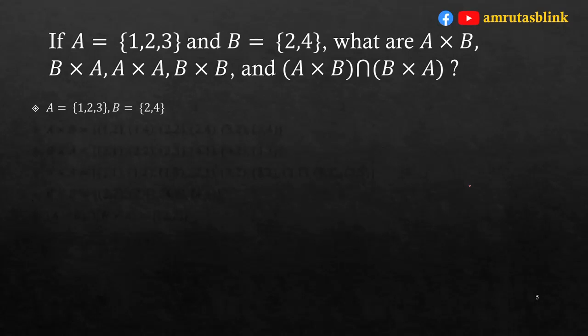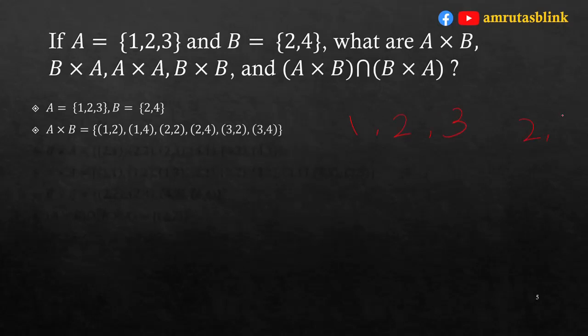Now we'll find out each set one by one. The Cartesian product of A and B. Now set A is {1, 2, 3} and set B is {2, 4}. So the Cartesian product will have (1, 2), (1, 4), (2, 2), (2, 4) and (3, 2), (3, 4).